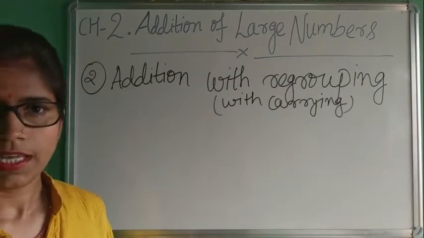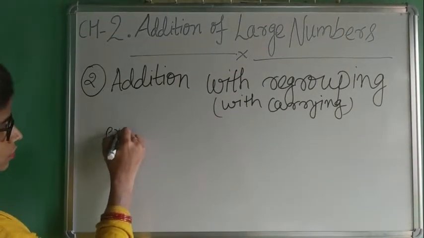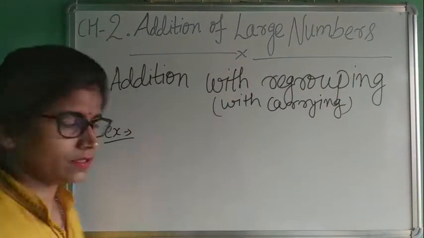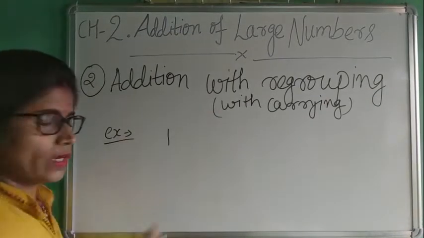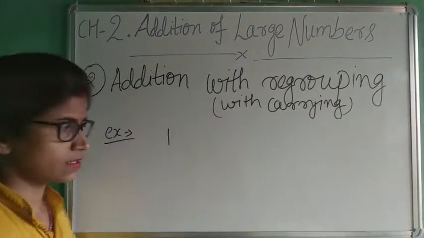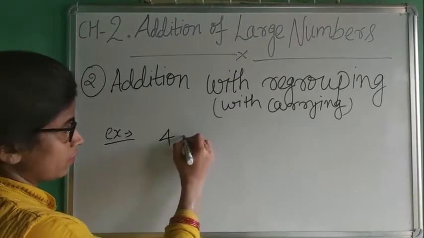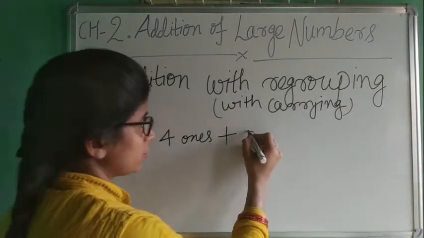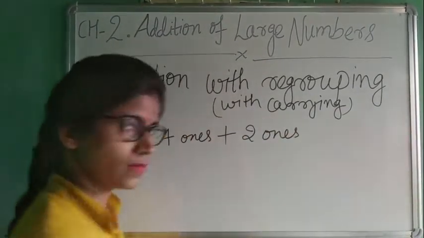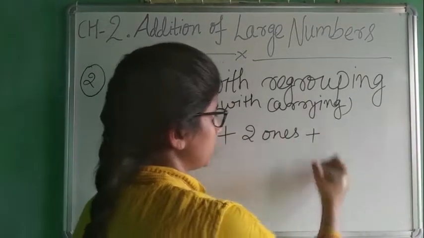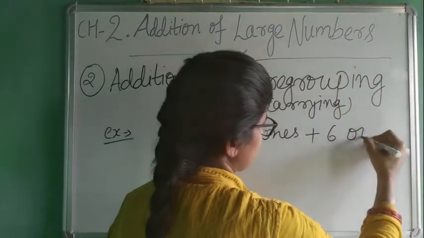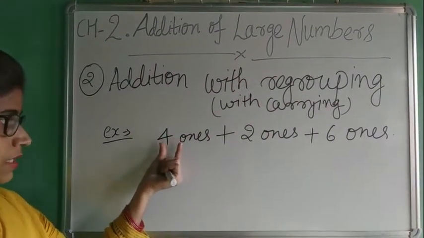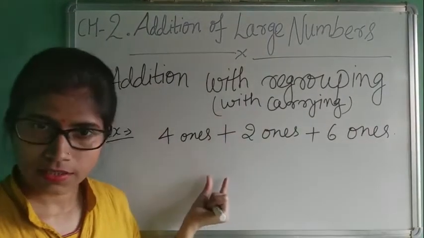Before you take the example, I am giving you one short explanation with this small example. Like if at ones place you are having 3 numbers, and at ones place in the first number you are having 4 ones. Okay, in the second number you are having 2 ones. Okay, and in the third number you are having 6 ones. So according to the rule, what will you do? You will add all ones place digits.